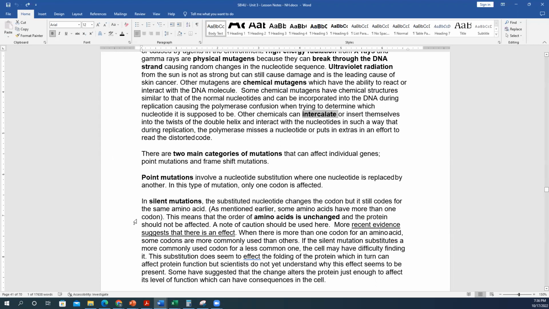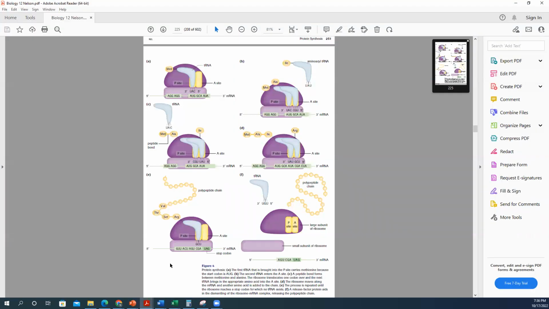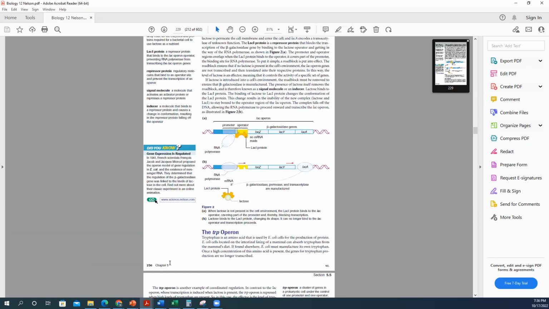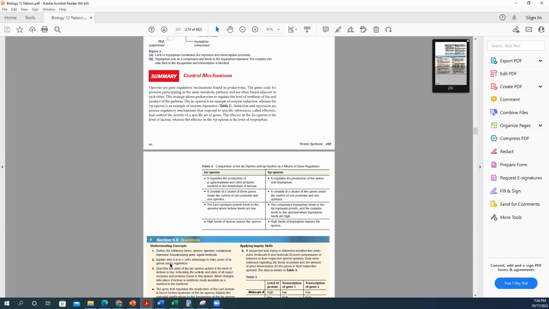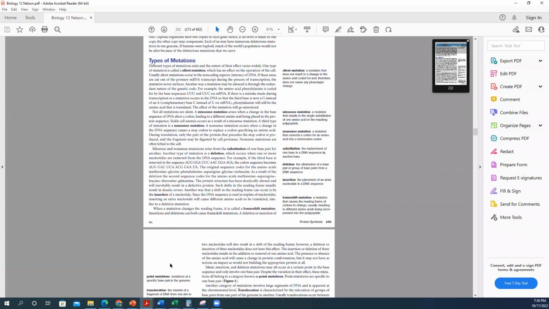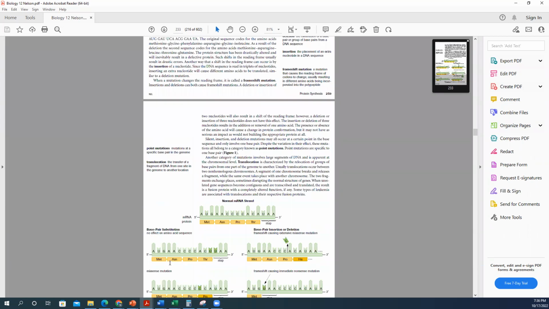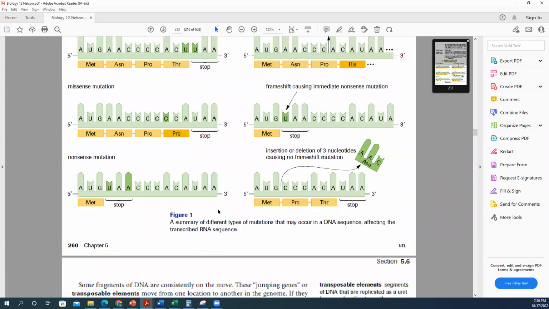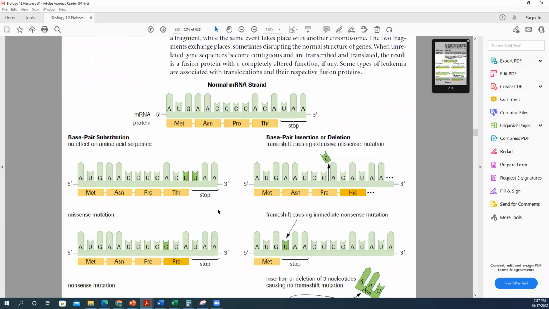So let me see if I can find a good example of this in your textbook. Let's see, do they talk about mutations? Types of mutations? Yes, okay. So there's a little picture here.